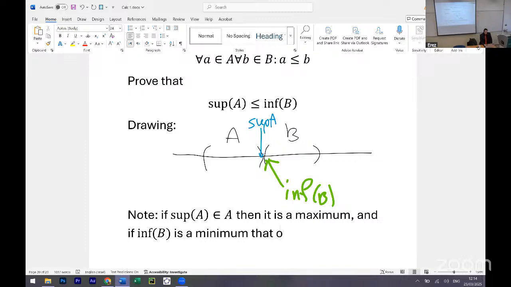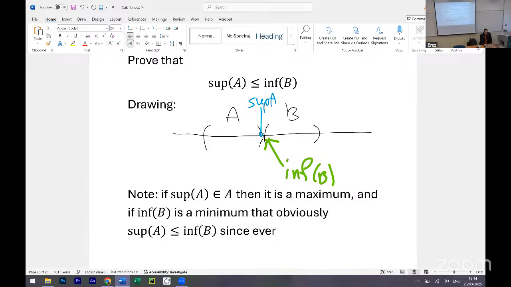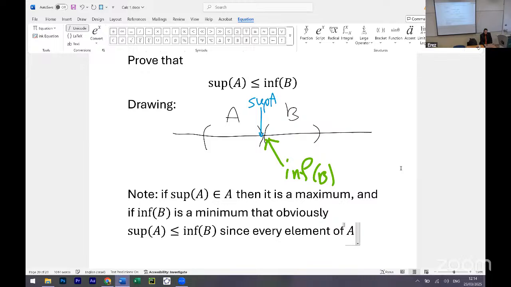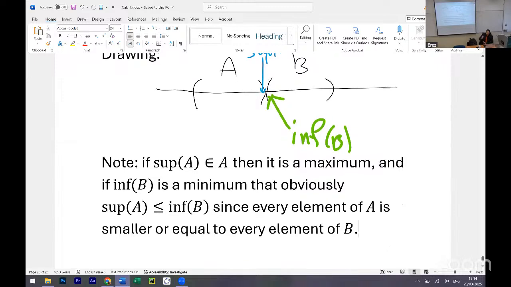then obviously, by the data of the question, sup A is smaller than inf B, since every element of A is smaller or equal to every element of B. So in this case, like usual, if it's an attained limit, if it's within the set, if it's the actual edge, however you wish to call it, then the result is obvious because it's given by the data of the question.